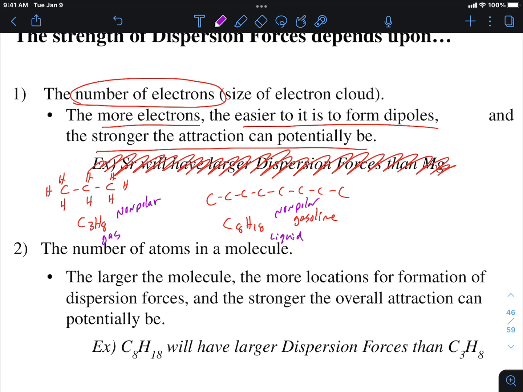Because they're both nonpolar, they both have dispersion forces, because that's the only attractive force that nonpolar molecules can have. But one of these is a liquid, one of these is a gas, which means one of these has stronger attractions than the other. What is the difference between these two molecules?